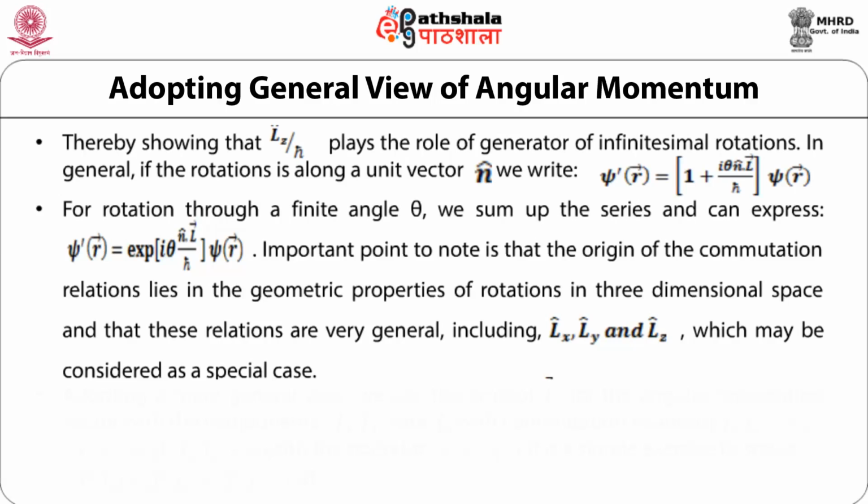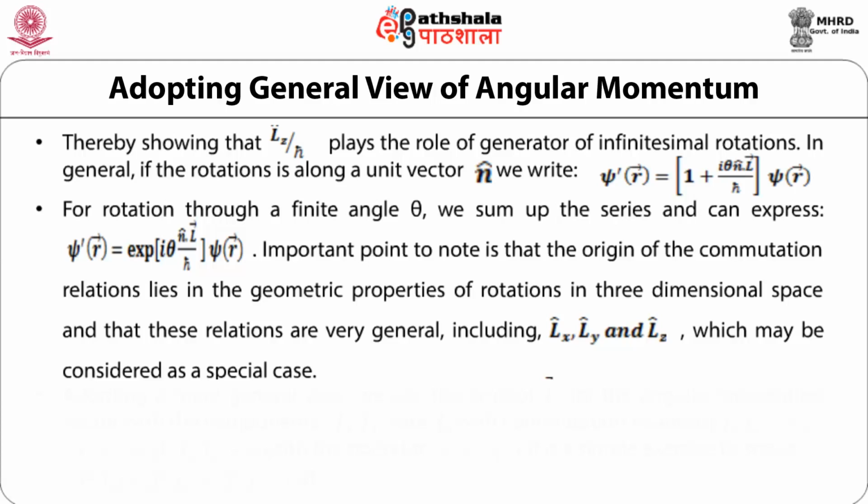And for rotation through a finite angle theta, we can sum up the series and express the final result as psi prime(r) = exp(iθ n·L/ħ) psi(r), where we have taken the scalar product of the unit vector n and the orbital angular momentum L, and this whole operator acts on the wave function psi(r).